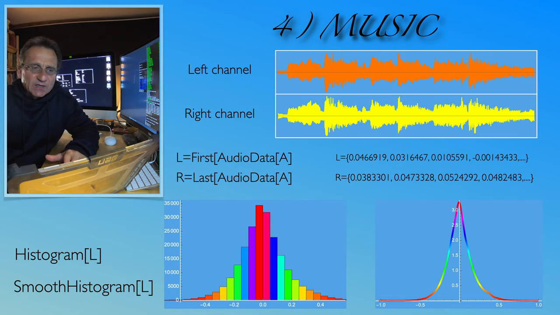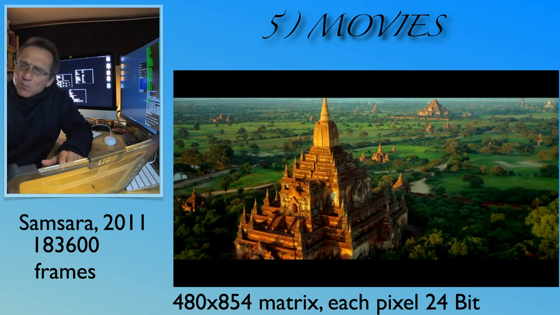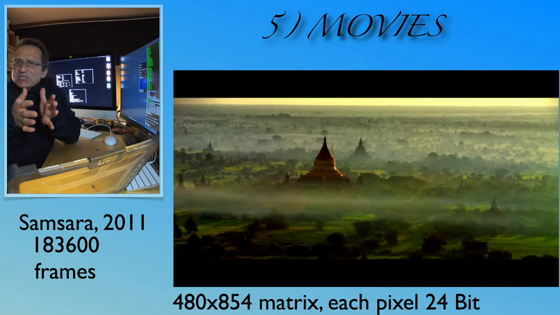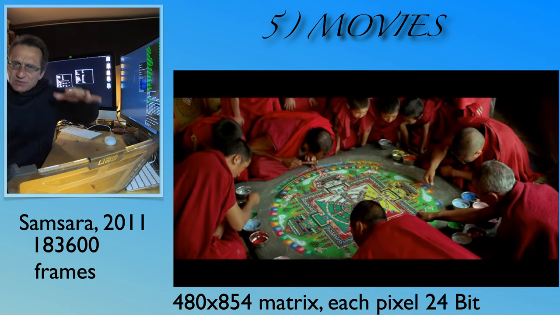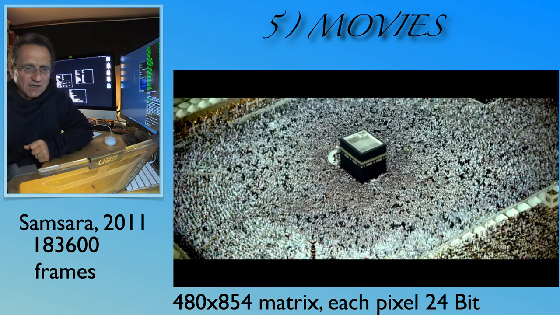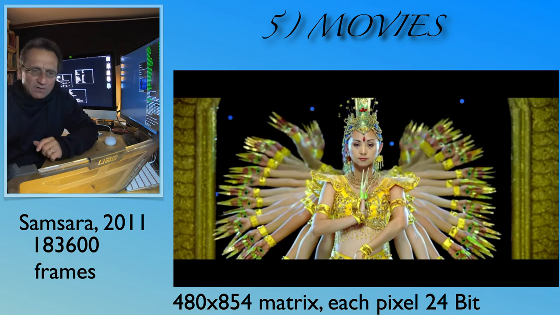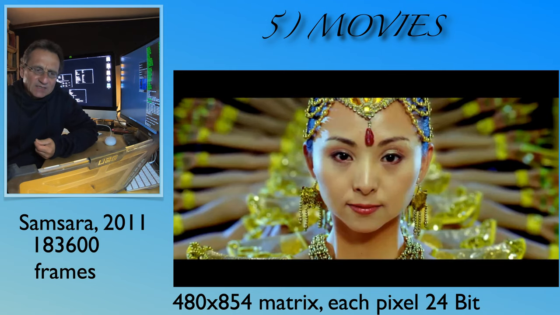Another example is music. We have already seen this. These are one-dimensional data sets, left and right. Movies, when you look at a movie, this is actually just a sequence of pictures. There's also sound to it. So there are different data structures packed together into one file, like an MP4 file. In this case, there are 480 times 854 matrices. Each is a 24-bit, meaning three colors, red, green, blue. And so these 3 bytes.